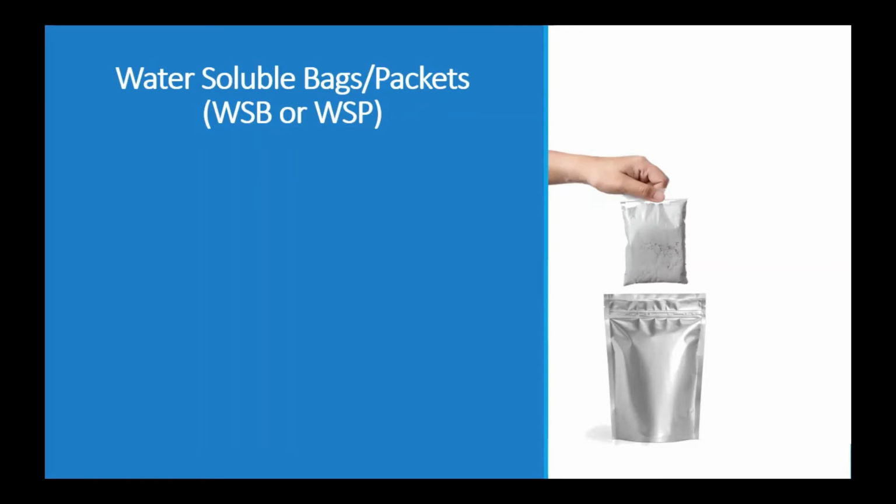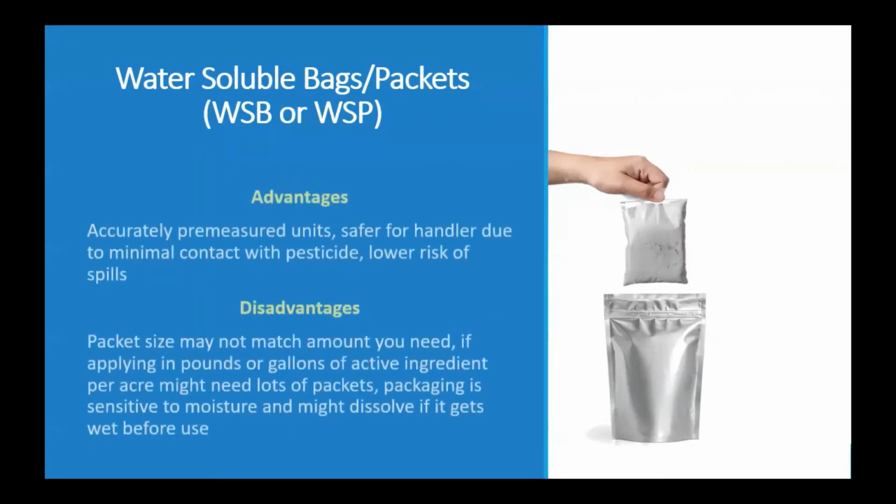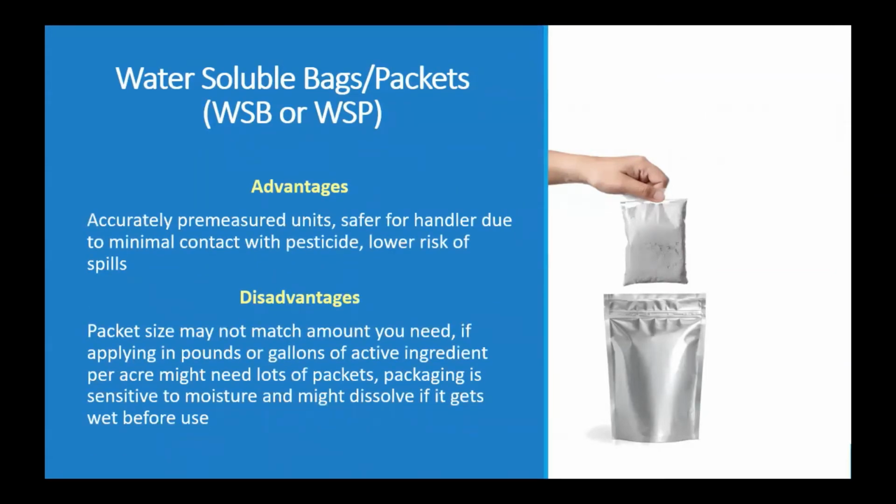Notice in the photo the person has pulled a smaller bag from an aluminum pouch. The pouch protects them from humidity, so make sure they're sealed tightly. The advantages are that the bags are accurately pre-measured units, which are safer for the handler due to minimal contact with pesticide. There's also a low risk of spills because you simply drop them in the tank and never open the dissolvable package.